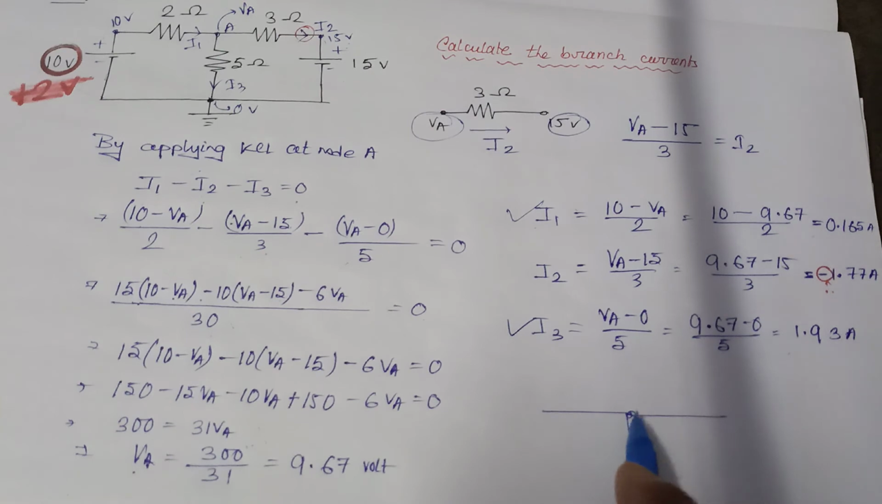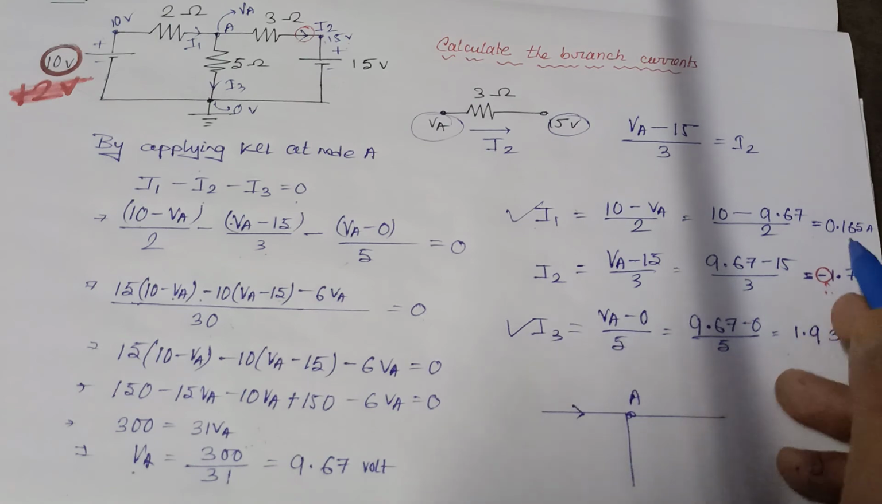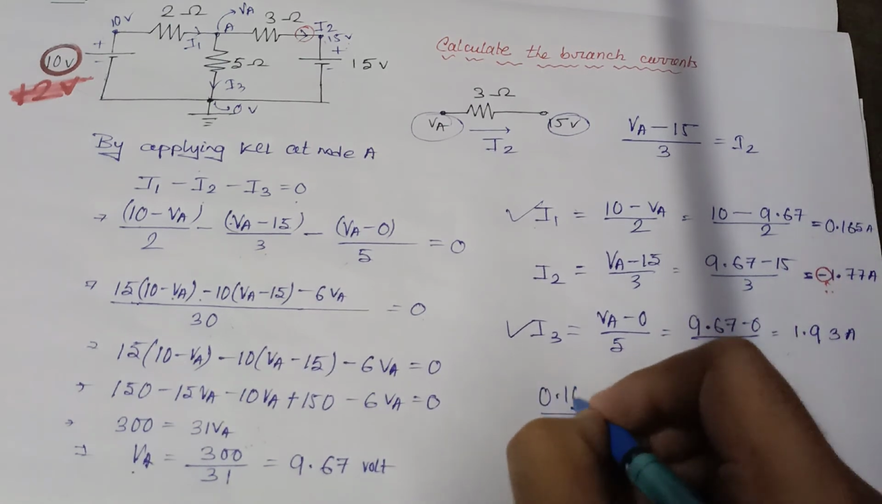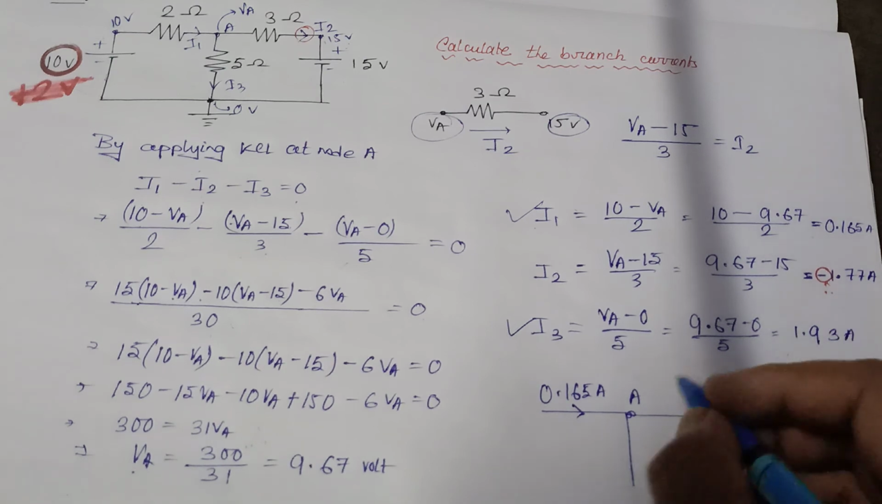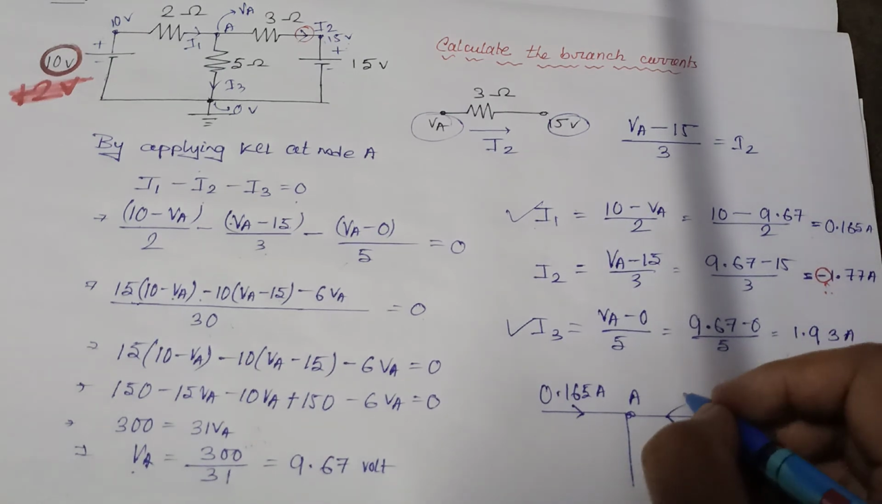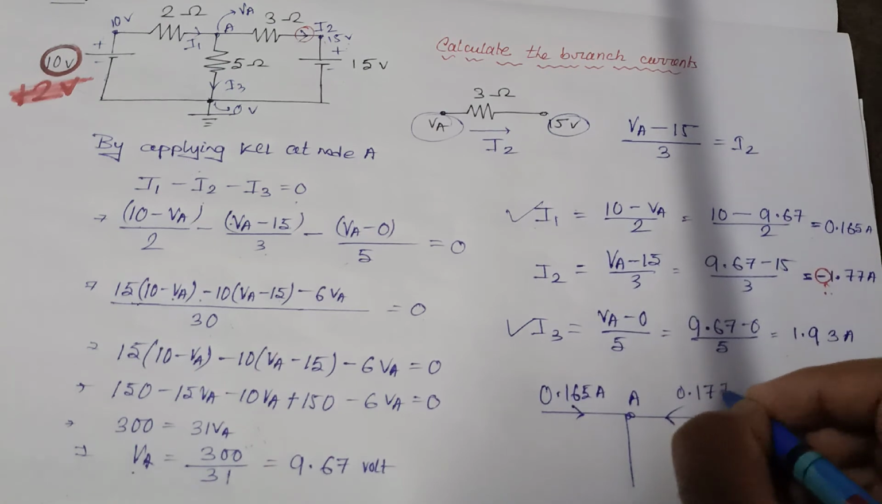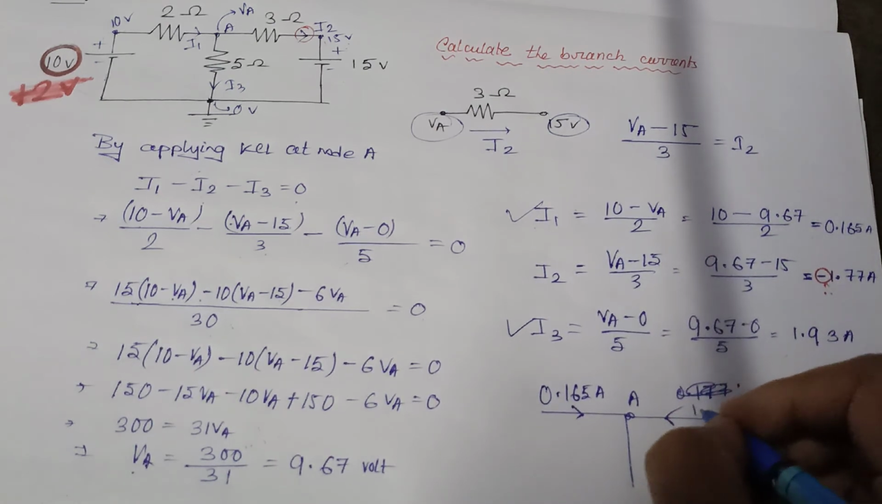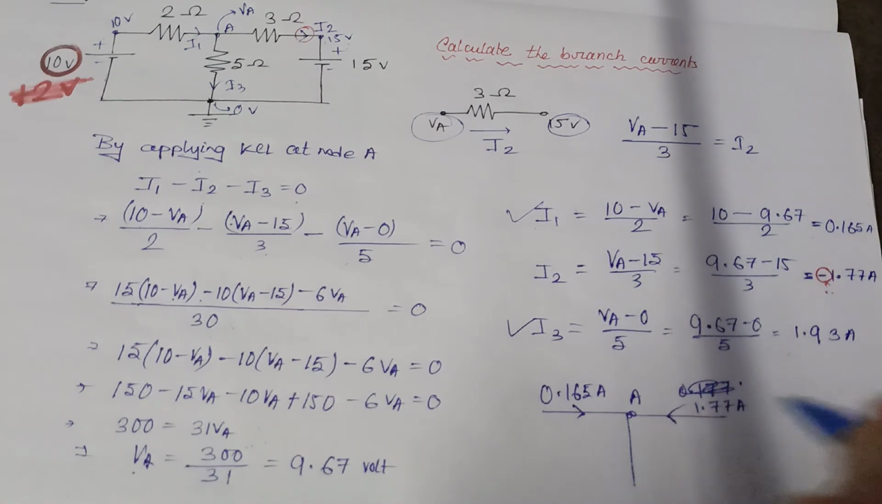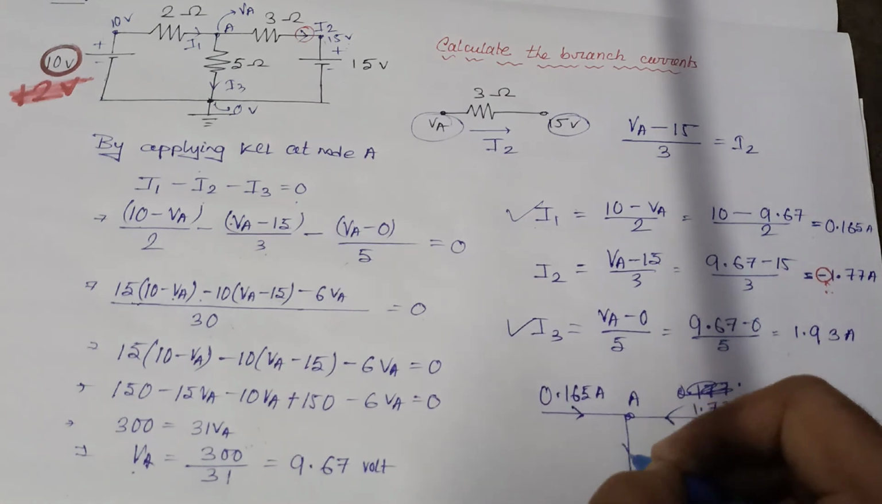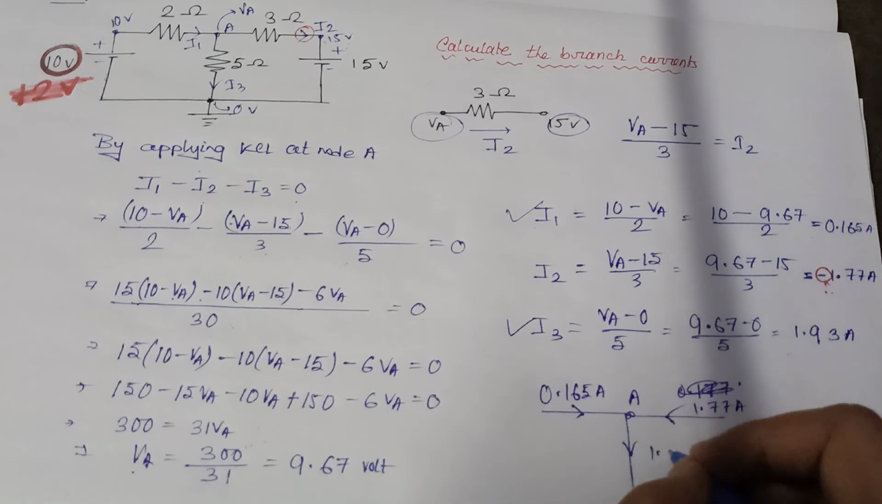Now see here, I am considering this point A again. My direction of I1 was correct, and the value of I1 is 0.165 ampere. We had considered the direction of I2 from left to right, but it is negative. That is why the direction should be incoming, and the value is 1.77 ampere. Don't write negative again because you have already flipped the direction. If you want to keep the minus here, then don't flip the direction. And here I3 is 1.93.